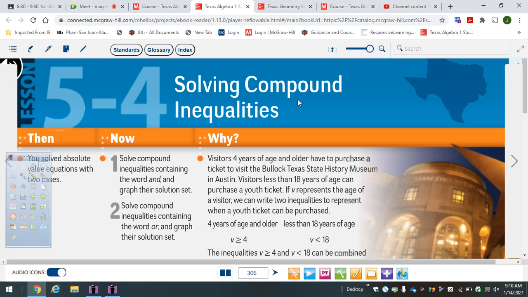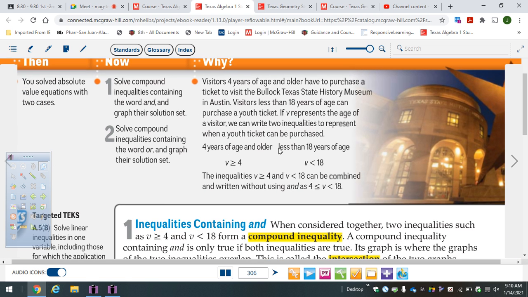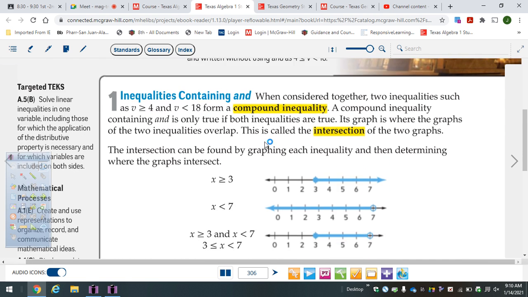So compound, you know, like in science where it's two things put together, two elements. Or you can go to ELA, when they say compound subject, when you have two people or two things doing something, or compound predicate, two things being done. You can think about it. So that's what a compound is. You're going to have basically two inequalities, and let's put them together.